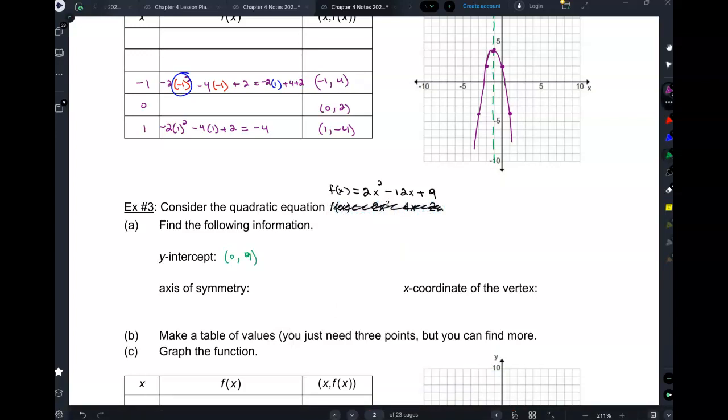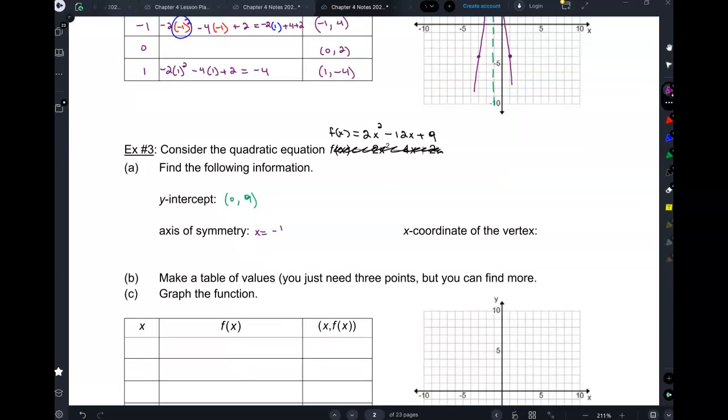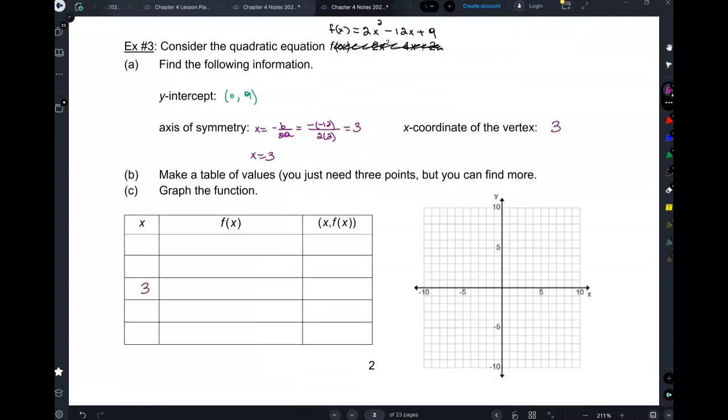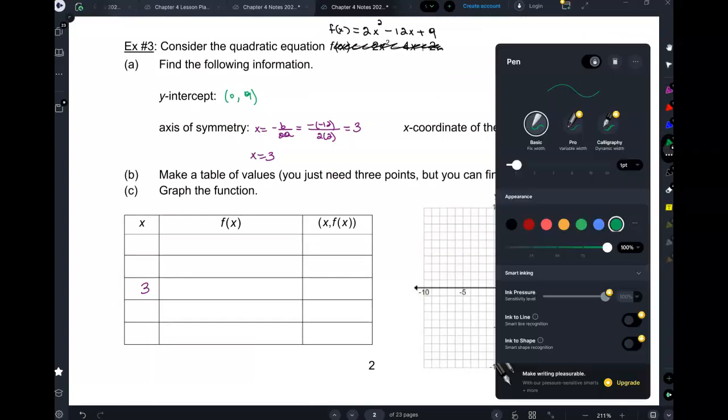Axis of symmetry. That's that lovely equation. X equals negative b over 2a. Negative. How much is b? Negative how much? 12. Negative 12. Over 2 times 2. 12 over 4, how much? 3. So what do I write for axis of symmetry in my answer space? X equals 3. The x-coordinate of the vertex is 3. So in here, 3. Let's see where that is.